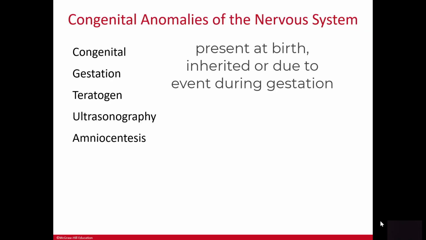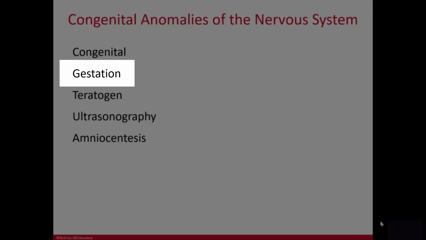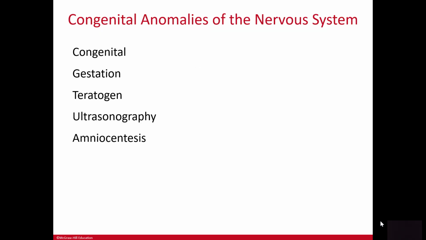Congenital means born with, so we use this term to describe conditions that you are born with. Gestation, remember, refers to pregnancy. Most devastating congenital neurologic anomalies occur in the first 10 weeks of gestation. Many of these can be prevented by the mother taking folic acid before conception and during the early stages of pregnancy.